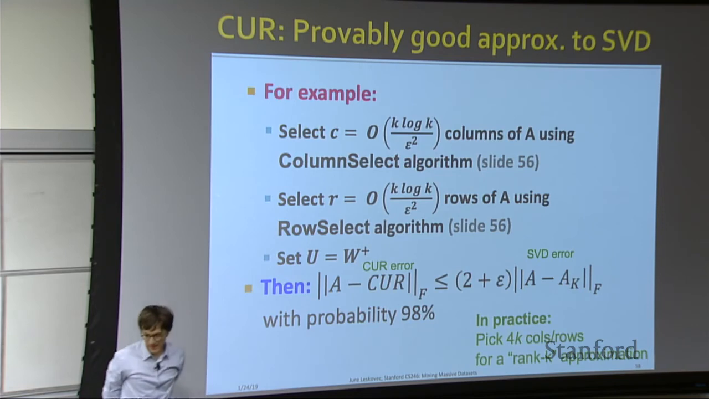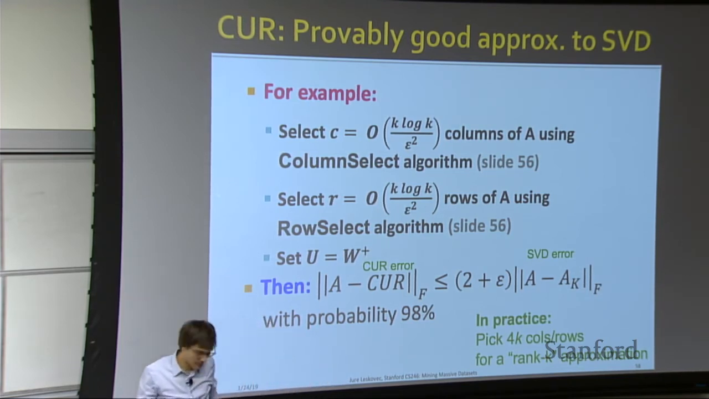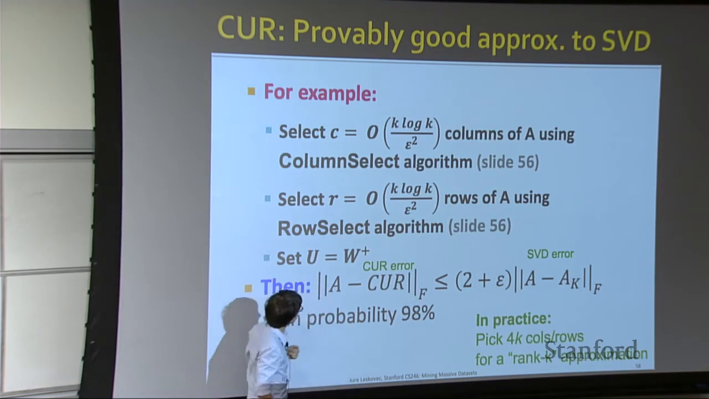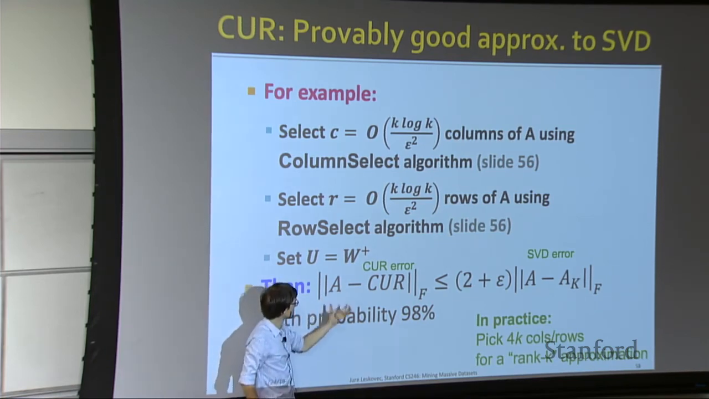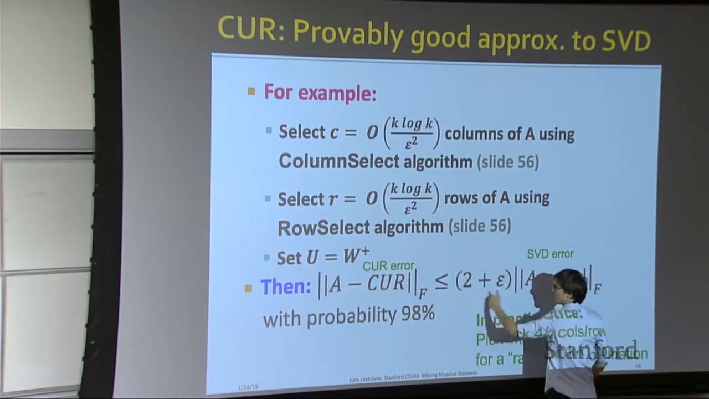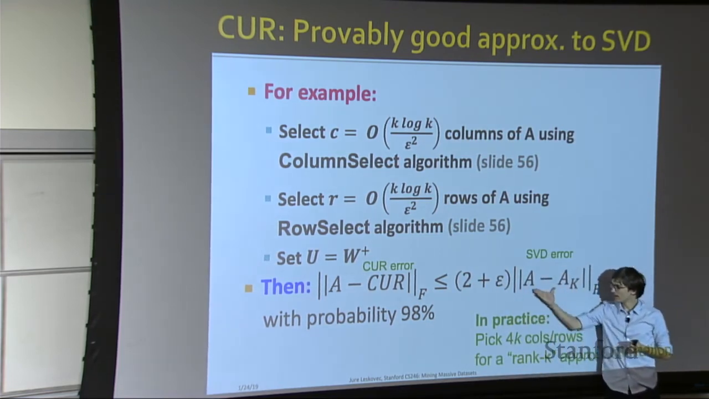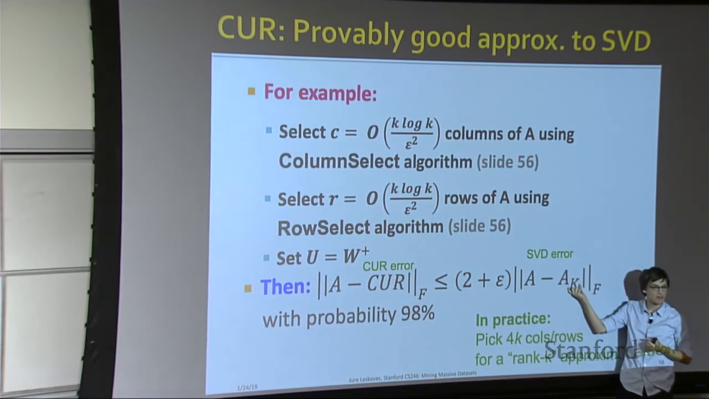The math says the following. The math says that the CUR decomposition is a provably good approximation to SVD, and the idea is the following, right? Imagine you have a rank k SVD of a given data matrix. If you pick k log k columns, and k log k rows of this A, and you compute the CUR decomposition, then the difference between the matrix A and your reconstructed version of matrix A will be some factor times the error of SVD, right? So this is my A, and this is the optimal approximation of A of rank k.